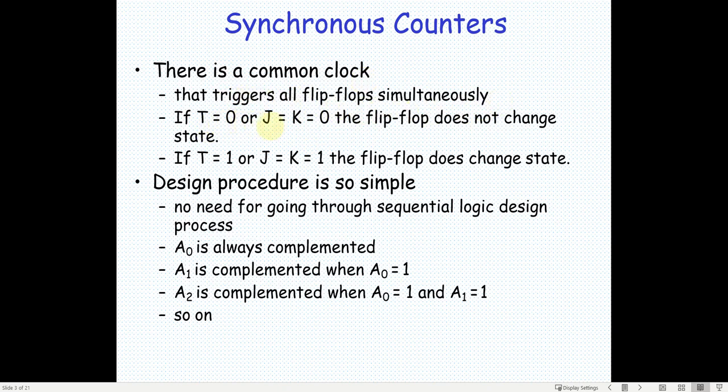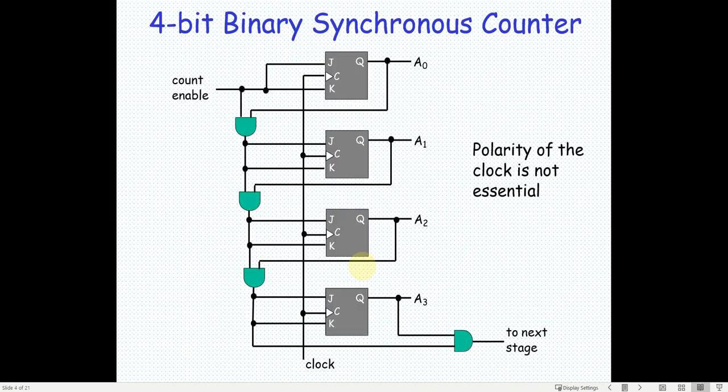If T is equal to 0, it is going to remain. Now this design is based on T flip flop, but you can make it based on JK flip flop or D flip flop as well. It says J equal to 0, K equal to 0 is T equal to 0, that we know. T equal to 1 is J equal to K equal to 1. So the design procedure is so simple. We just have to make a K map and see what is required for the next state. Visually also we can do that. So that is what synchronous is.